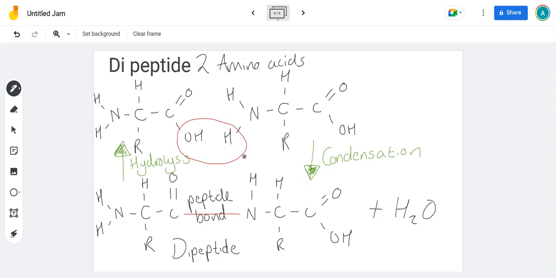Another common question is what are the products formed when two amino acids join together? And you need to say a dipeptide and water. A lot of people forget to say the water, they just say it makes a dipeptide. So just be ready for that question. Don't let that catch you out.